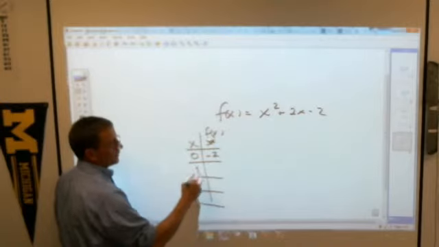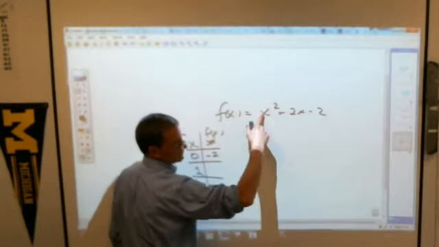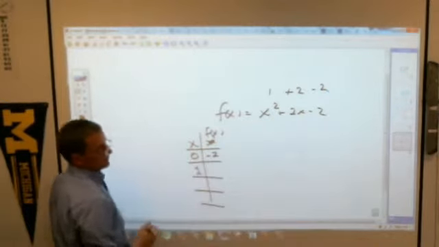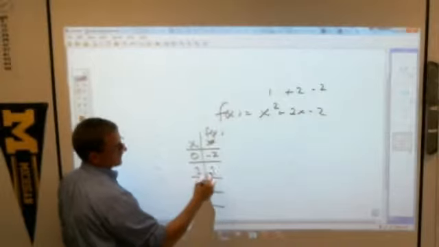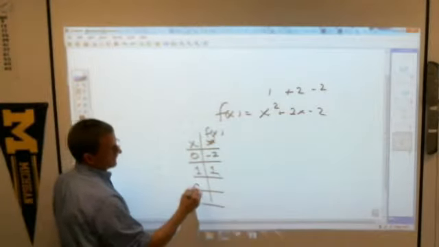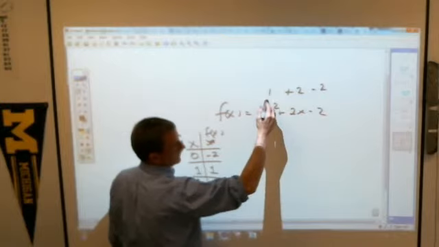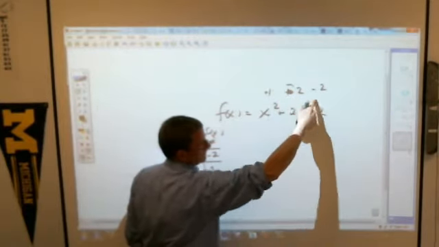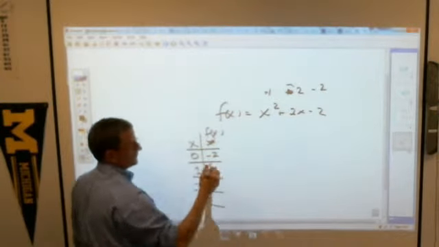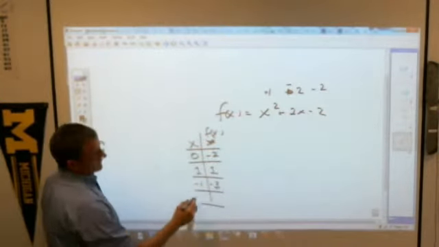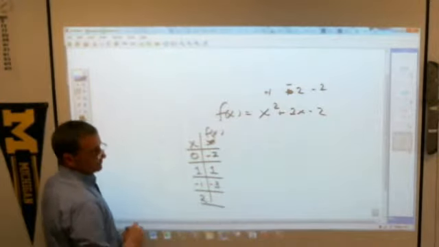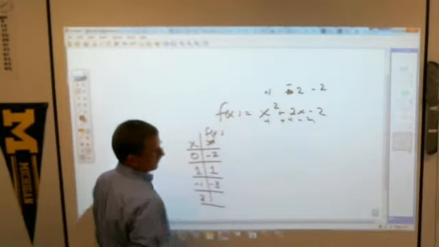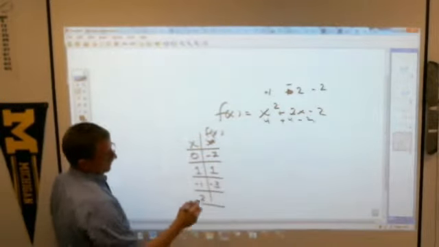What if x is 1? 1 times 1 is 1, plus 2 times 1 is 2, minus 2, you get 1. What if x is negative 1? Negative 1 times negative 1 is a positive 1. Negative 2 is negative 4, plus 1 is negative 3. Let's just do one more. If x is 2, 2 times 2 is 4, 2 times 2 is 4, 4 plus 4 minus 2 is 6. Wow, you guys are fast.